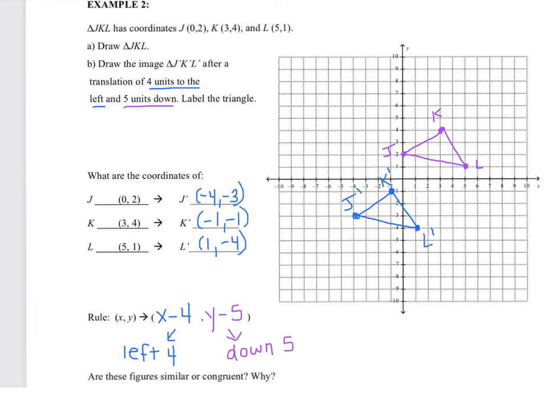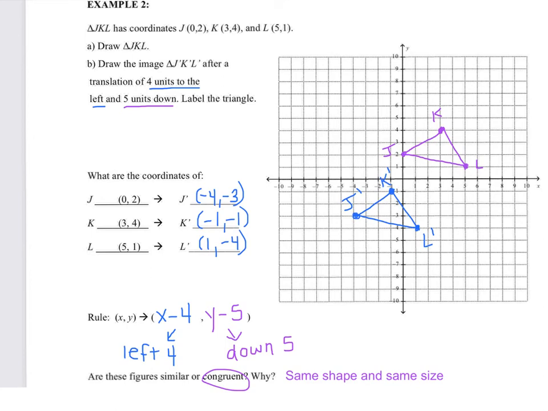Okay, so now let's look at our last question. Are these figures similar or congruent, and why? Let's look at the picture. What do we notice here? That these are the same figure, therefore they are congruent. And why are they congruent? Because they are the same shape and the same size. So these figures are congruent because they are the same shape and the same size.